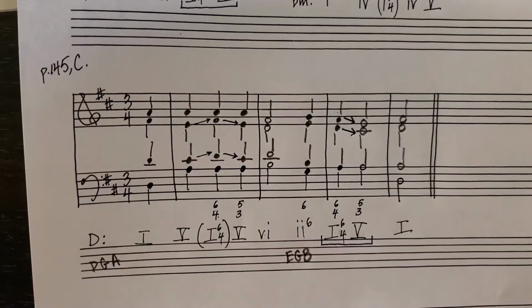Also notice the 1 6/4 chord is placed on the strong beat. So the 5 chord comes on the weaker part, and then the following one comes on the strong beat. So you get strong, weak, strong.